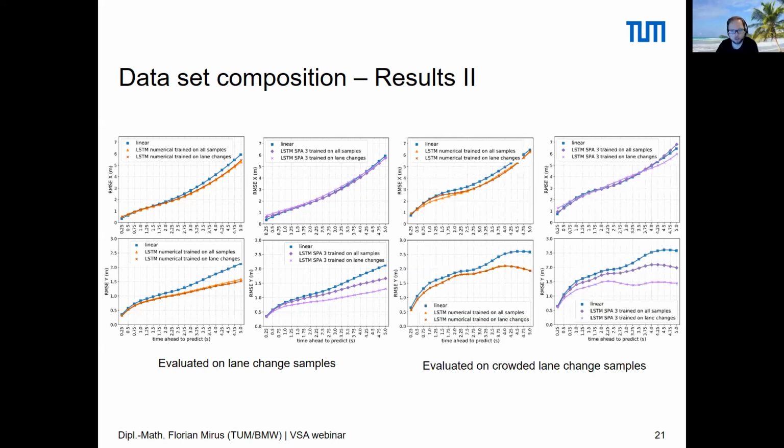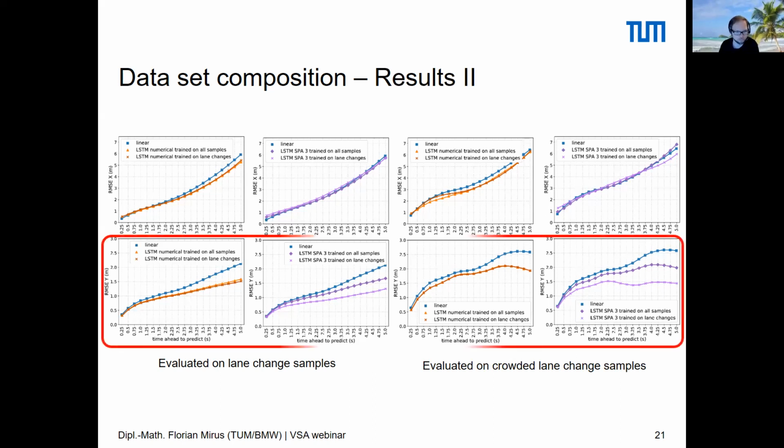And for the crowded lane changes, we have a similar picture. So thereby I conclude that it is not a feature where you simply train on the particular class of lane changes and then all the models improve. No, the numerical LSTM does not improve, but the vector representation does improve. So thereby I conclude that the additional information encoded about the other traffic participants is valuable and helpful, but you have to look very specifically in your data to actually unfold these differences.